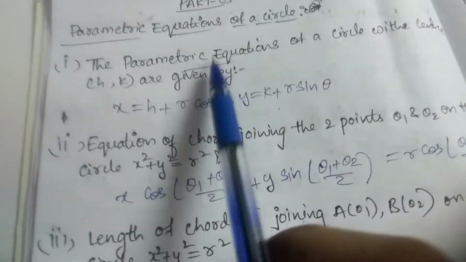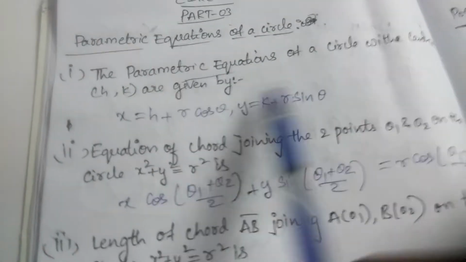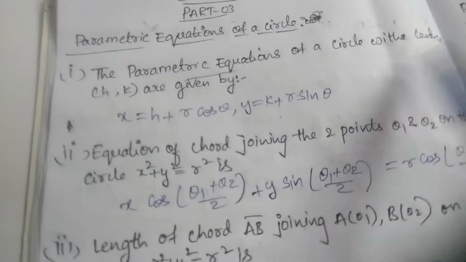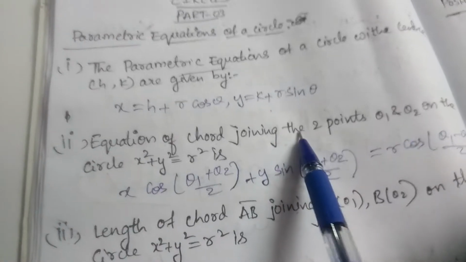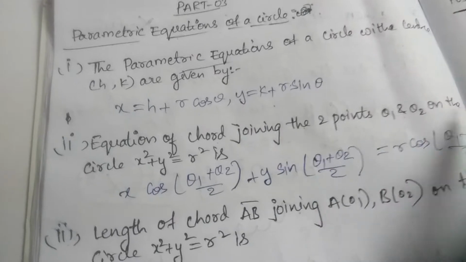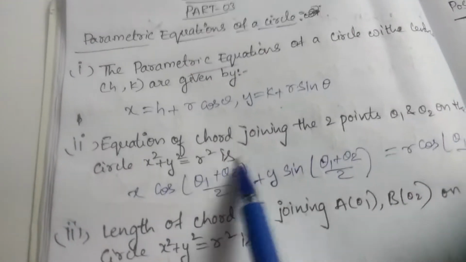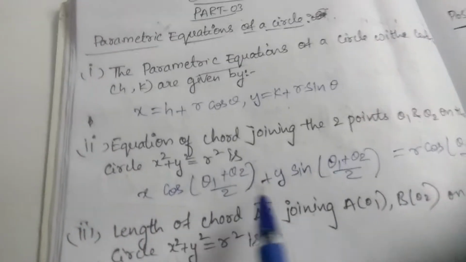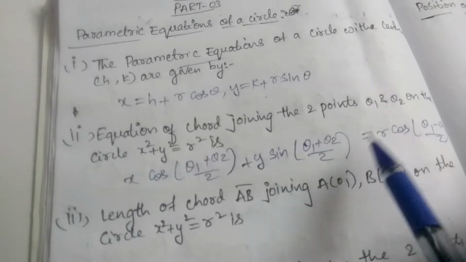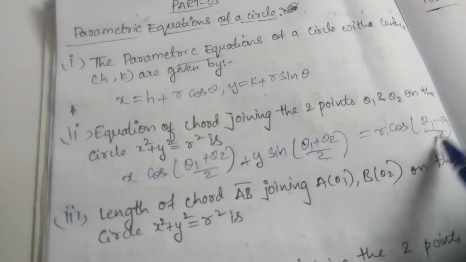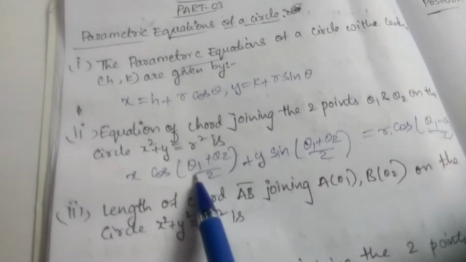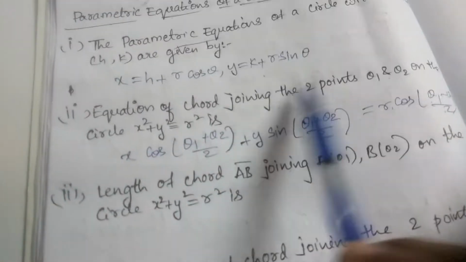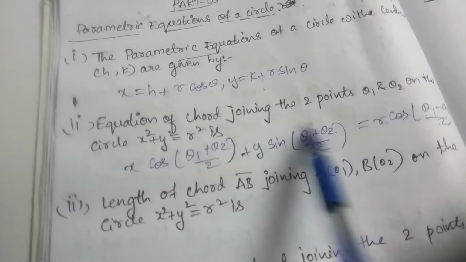then you have the coordinate (x, y), that's (h + r cos theta, k + r sin theta). And the second one is the equation of the chord joining the 2 points theta 1 and theta 2 on the circle x squared plus y squared equals r squared: x cos((theta 1 + theta 2)/2) + y sin((theta 1 + theta 2)/2) = r cos((theta 1 - theta 2)/2). Now you can get it out. What are theta 1 and theta 2? The theta 1 and theta 2 are the angles subtended at the center by these chords.